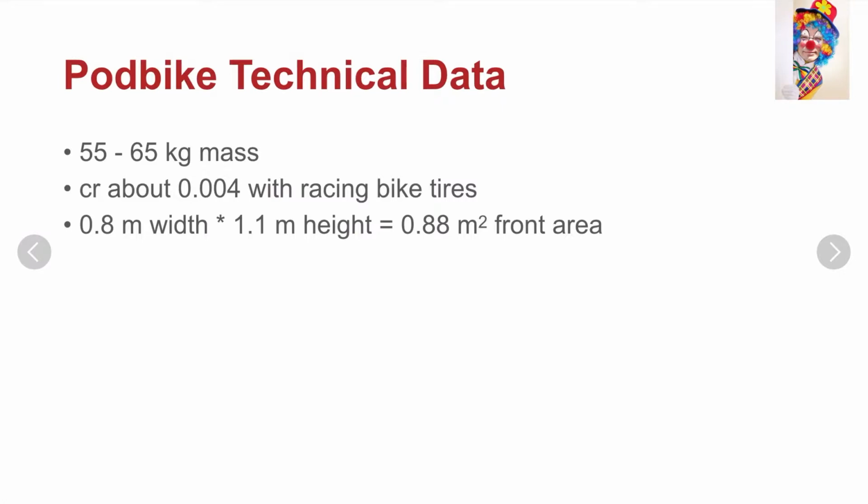And the front area is about 0.9 square meter, resulting from 80 centimeter width, such that this vehicle can still drive on bike ways in Europe. And you have a height of approximately 1.1 meter. The drag coefficient is about 0.2, so 20 hundredths. It's a little bit better than a Tesla Model S here.